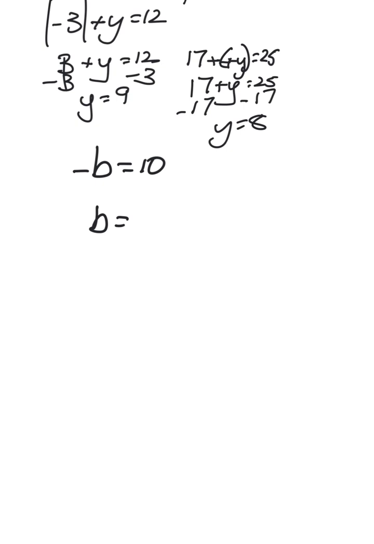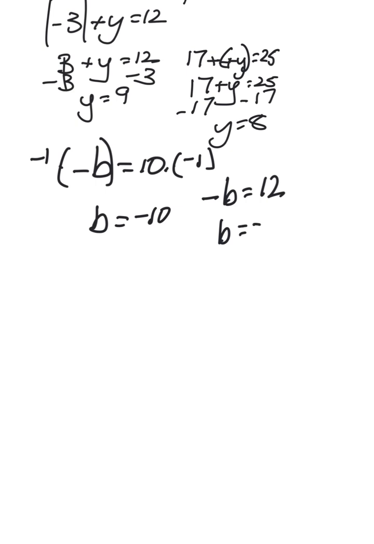Or you can just multiply it by negative 1. Because negative 1 times negative b is b, so then you have to multiply this side by negative 1, and then that gets negative 10. If you know negative b equals 12, b is going to be negative 12. If negative c equals negative 13, then c equals 13.